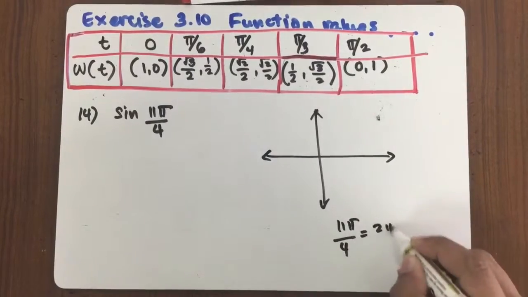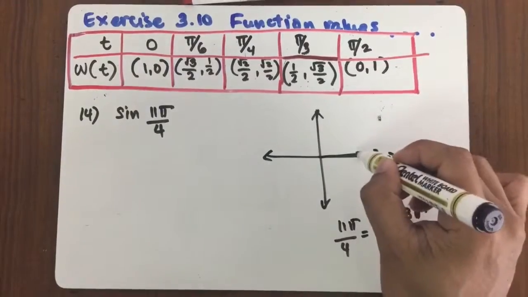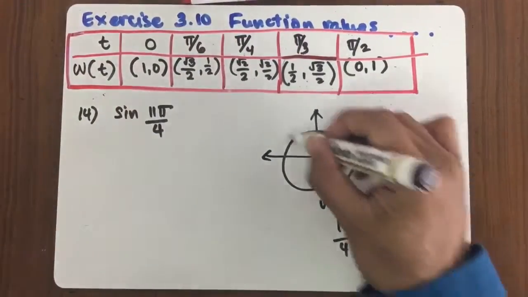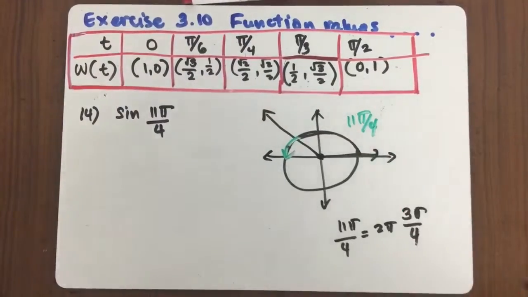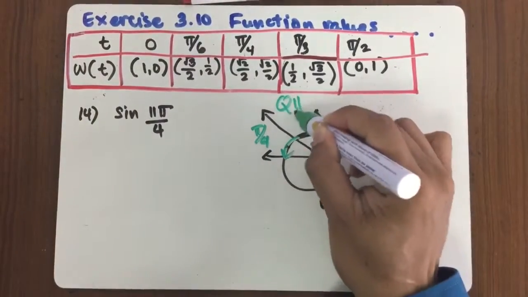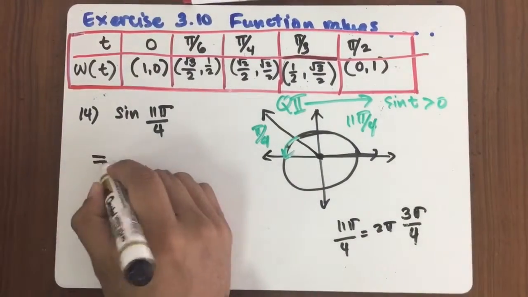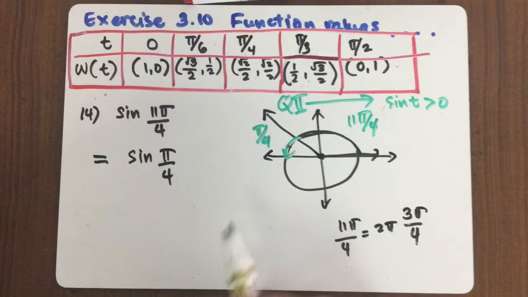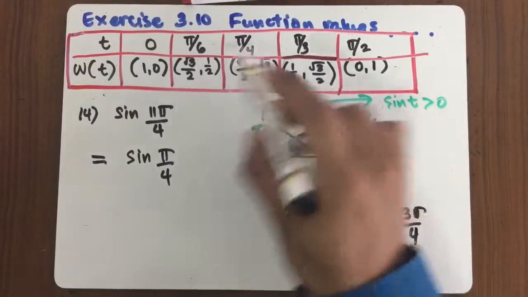11 pi over 4 is equivalent to 2 pi and 3 pi over 4. That's 2 pi and then another 3 pi over 4. So tayo uli ay nasa second quadrant. Ang reference angle natin is pi over 4. At ang ating sine function ay positive sa second quadrant. Sine of 11 pi over 4 is the same as sine of pi over 4. Okay, kung pi over 4, it's equal to square root of 2 over 2.